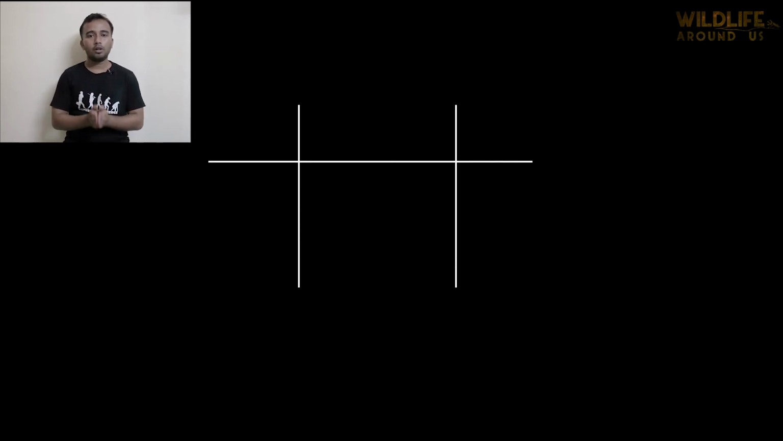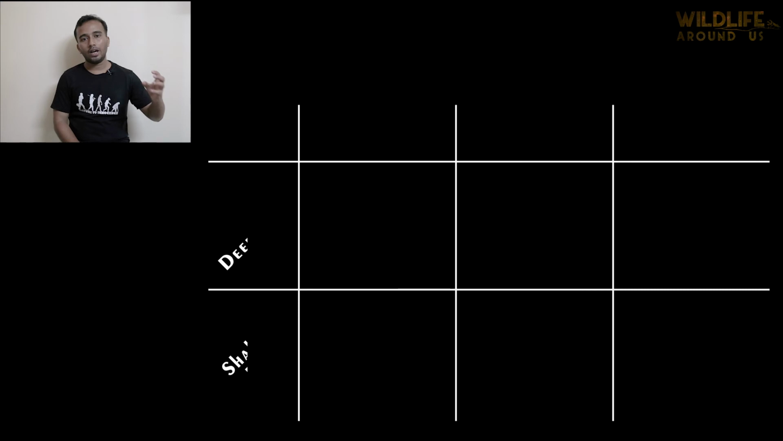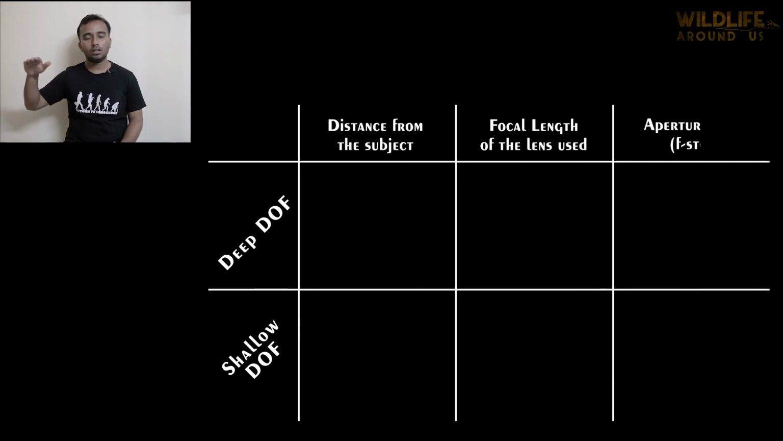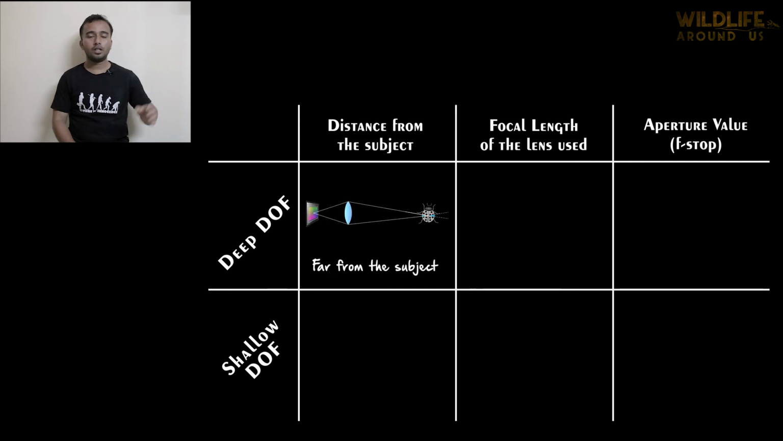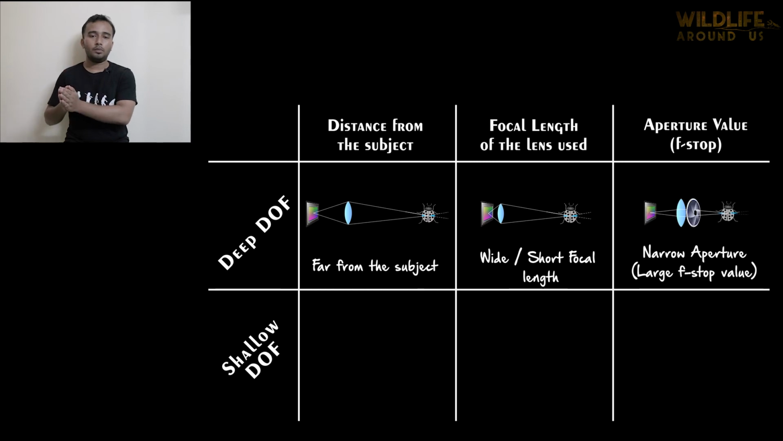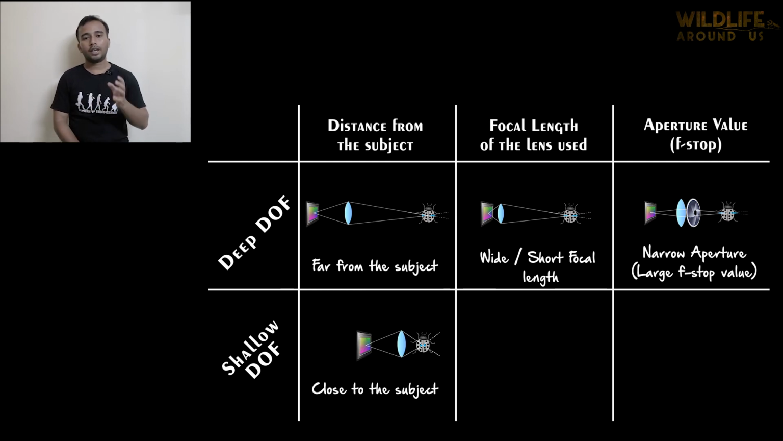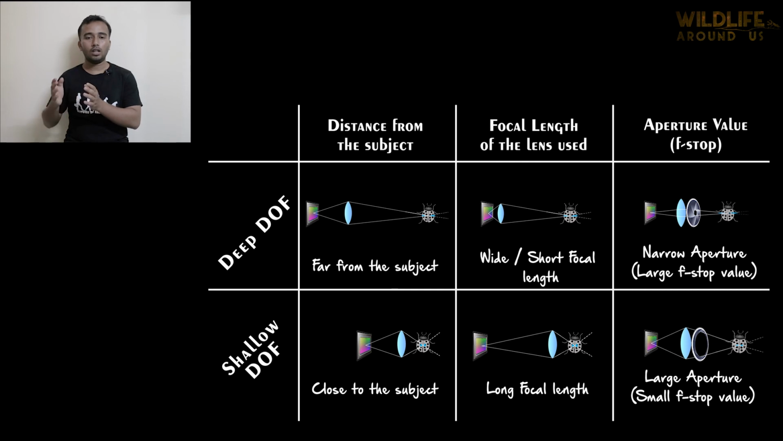So finally we can summarize the whole thing. Let's keep a wide and a shallow depth of field on one side and the three parameters on the other side. Now if we want a wide or deep depth of field, we will keep the camera far from the subject, we will use a lens of a wider focal length, and we use a large f-stop number or a small aperture opening. On the contrary, if we want a shallower depth of field, we will keep the camera close to the subject, we will use a longer focal length, and we will use a small f-stop value or a larger aperture.